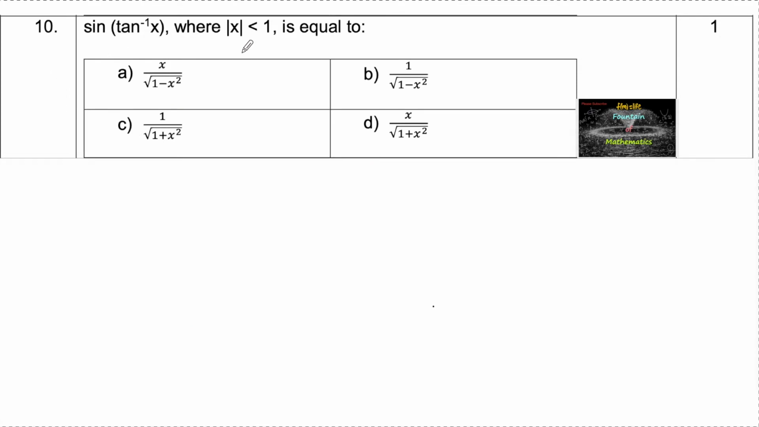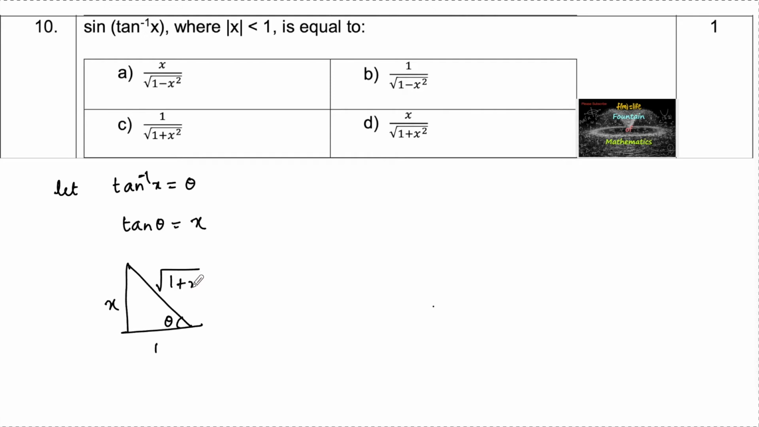Sine of tan inverse x, where mod x is less than 1, is equal to. So let tan inverse x be equal to theta, which implies tan theta is equal to x. Let's consider a right angle triangle with angle theta. Since tan theta is opposite upon adjacent, say opposite is x and adjacent is 1, so the hypotenuse will be root over 1 plus x square. So from the diagram we can say sin theta is equal to opposite upon hypotenuse, that is x upon root over 1 plus x square.